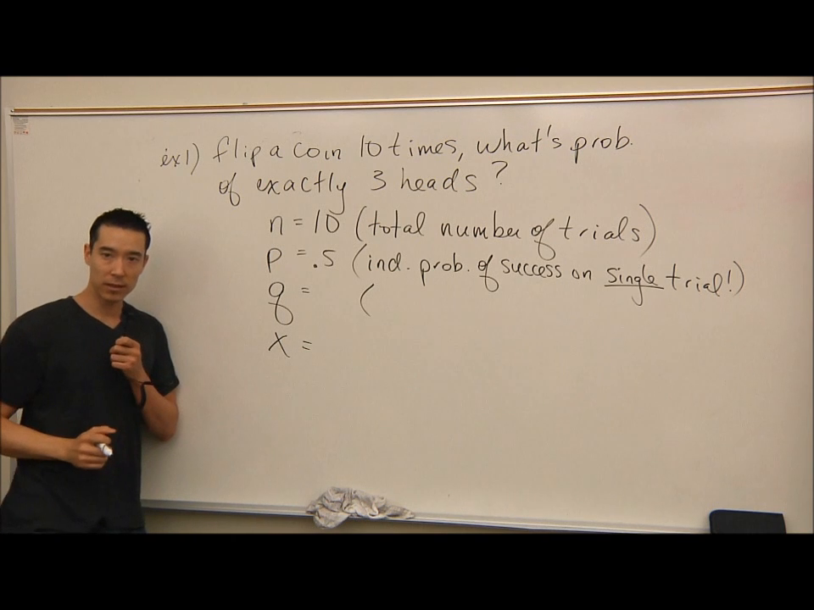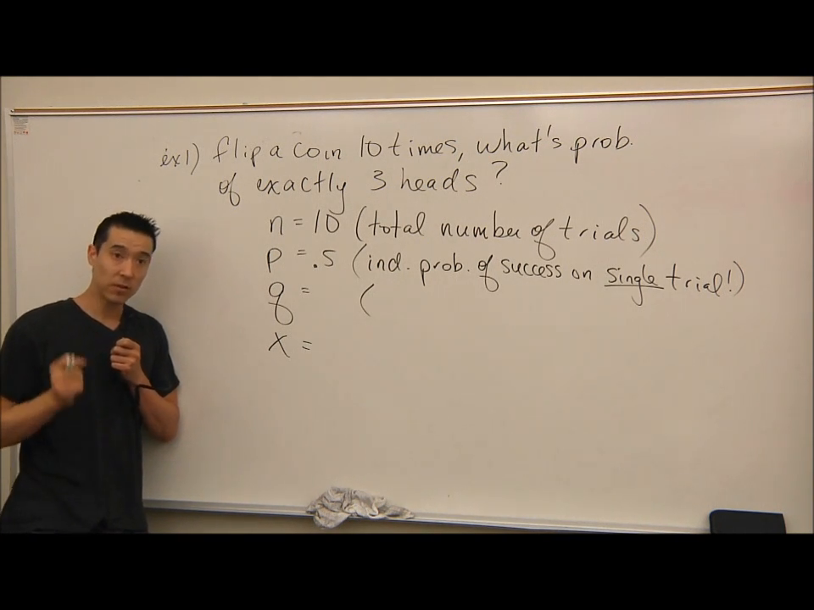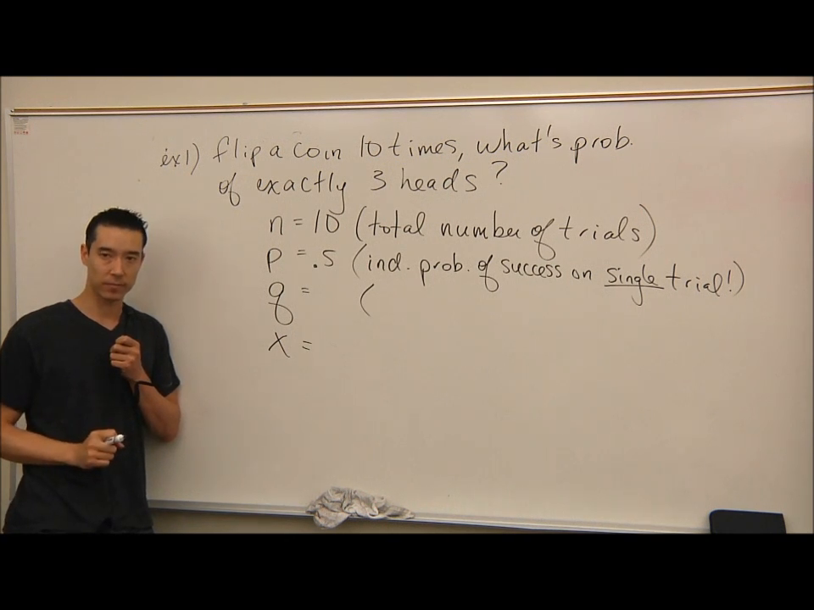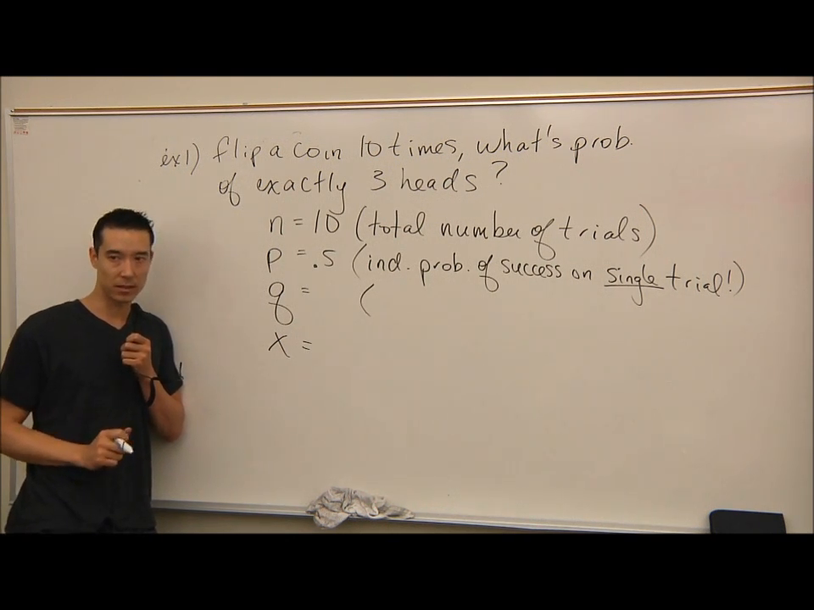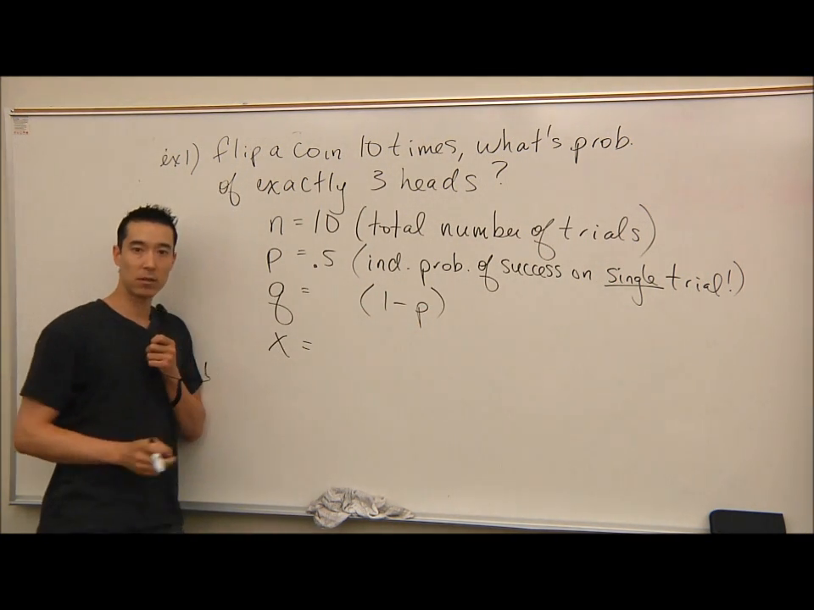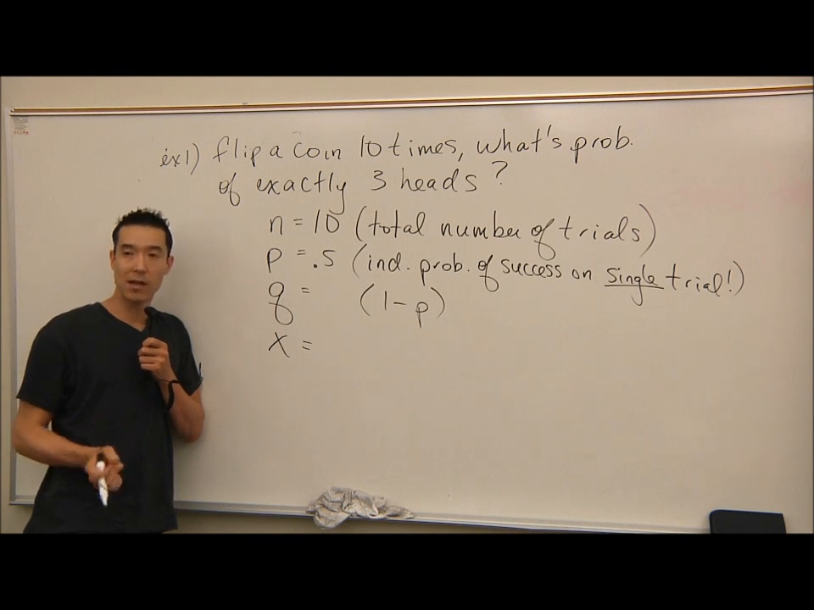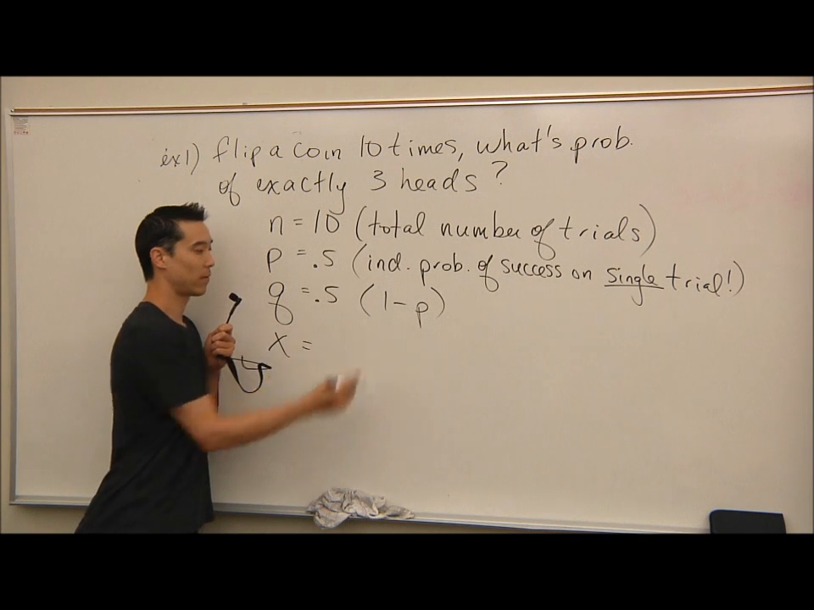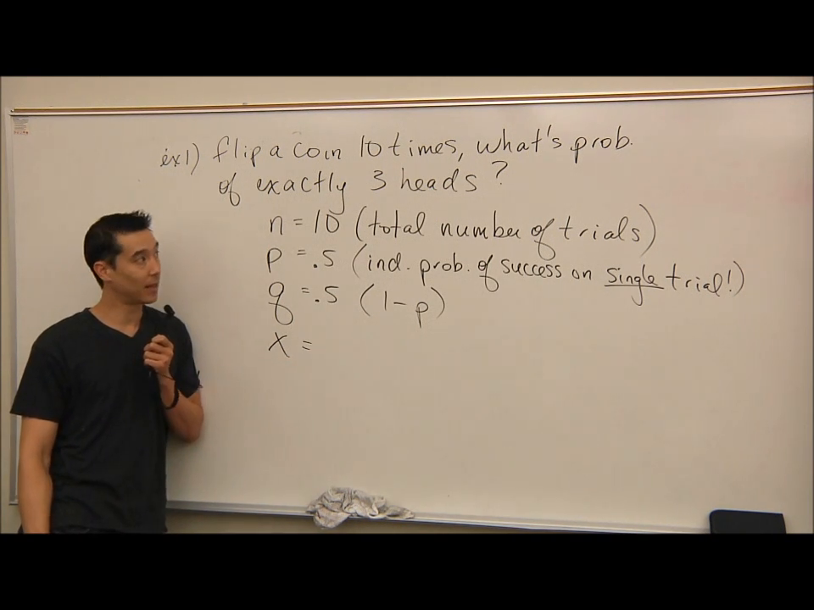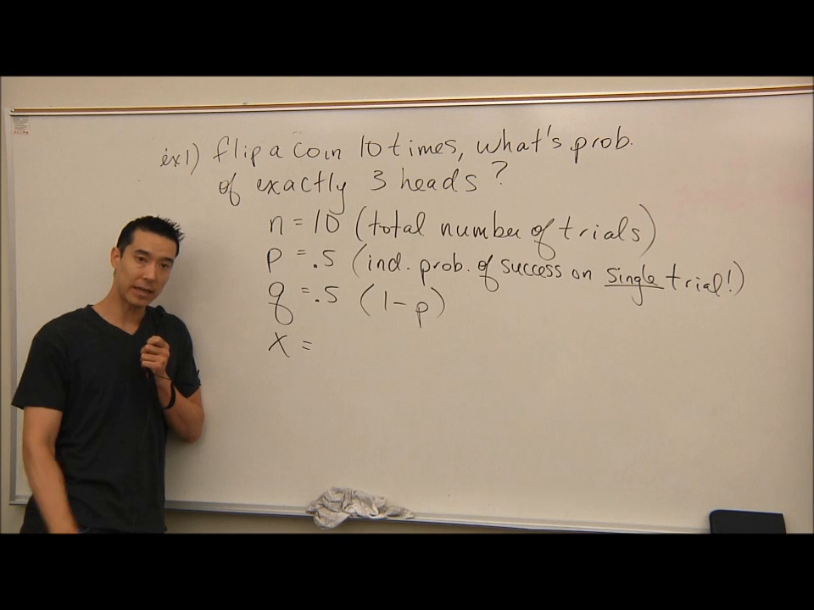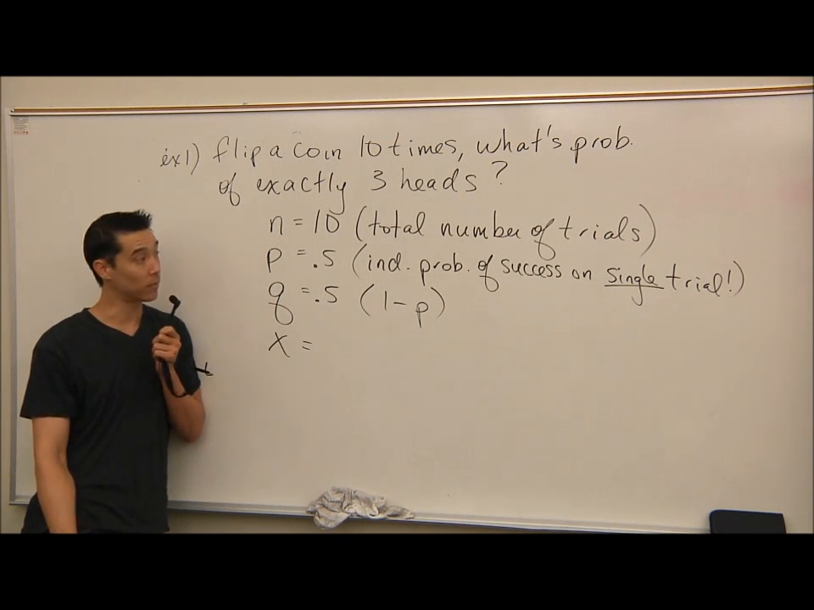Q is your probability of failure. Now, if you know what your success is, then what is my definition for failure going to be? The complement. And how do I do the complement? 1 minus P. Great. So if P is success and Q is failure, then Q is always just going to be 1 minus P. So in this problem, Q is also 0.5. Then X, that's the number of successes that the problem's asking for. In this problem, how many successes are they asking for? 3.